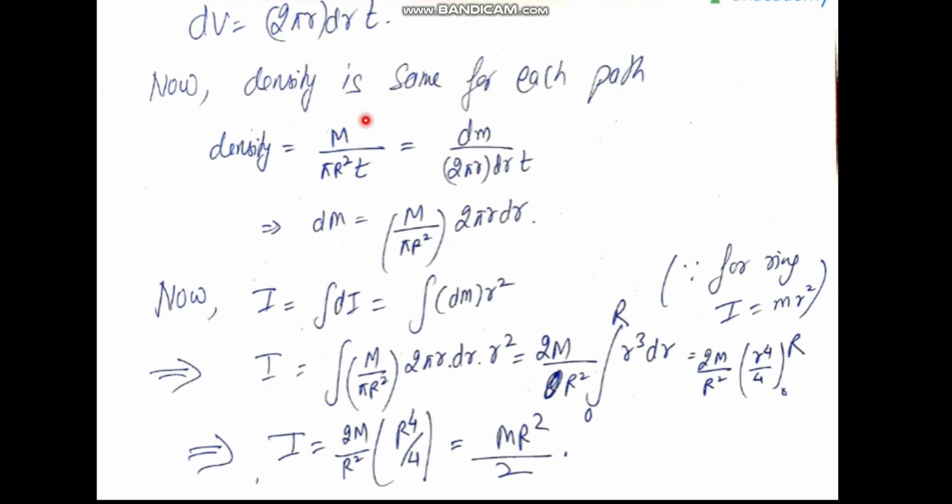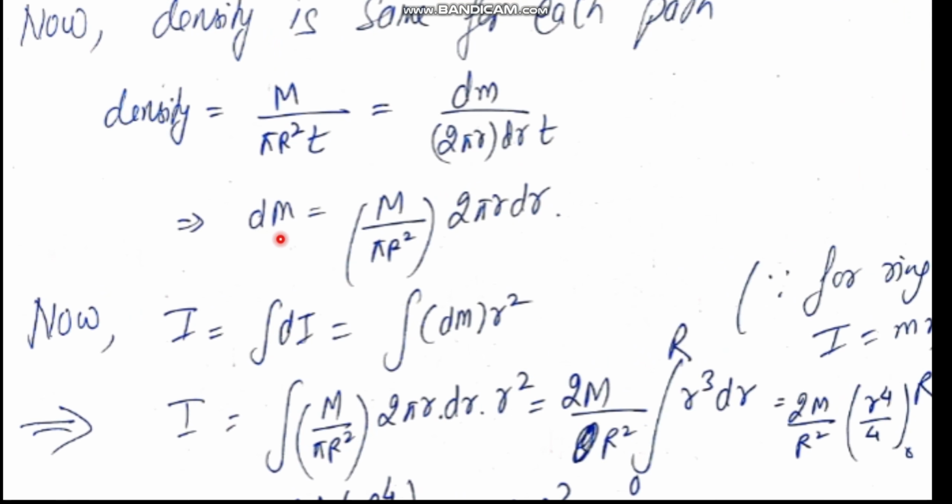Now we can equate the density for the entire disk. For the entire disk, density is the total mass of the disk divided by the volume of the disk. The volume of the disk is pi R square t, total area into thickness. And for that ring, the density is dm upon the volume dV, which is 2 pi r dr into t. This can be rearranged to obtain dm, which is M by pi R square into 2 pi r dr. You can remember this by simply saying that the mass of the ring is the mass per unit area of the entire disk into the area of the flat part of the ring.